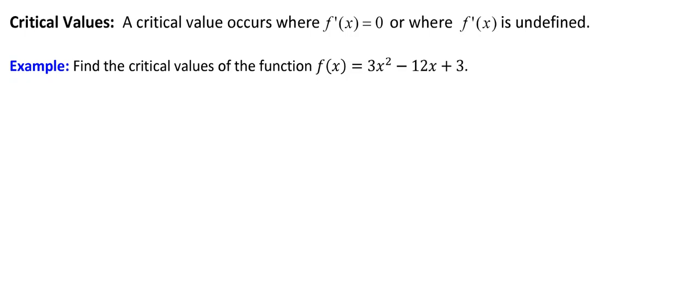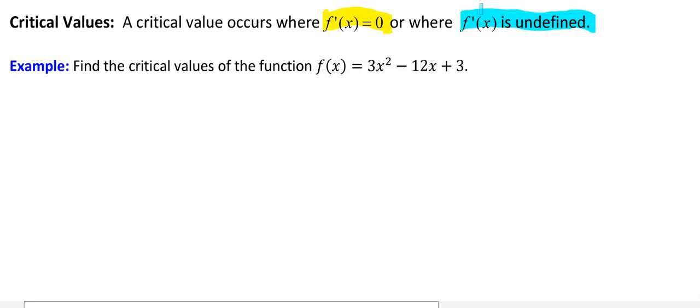In this video, I am introducing the concept of critical values. So a critical value occurs in one of two places, either where the first derivative is equal to 0 or where the first derivative is undefined. So let's take a look at an example.